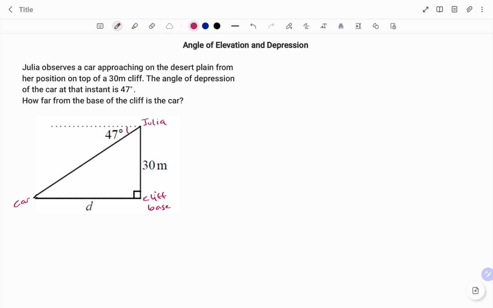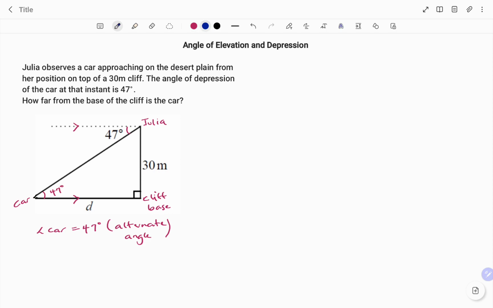Note that because the angle of depression is measured from the horizontal, this horizontal line is parallel to the distance between the car and the cliff, which is the base. Therefore, the angle at the car will be 47 degrees. We have angle at car equals 47 degrees, and the reason being alternate angles. Alternate angles are equal.